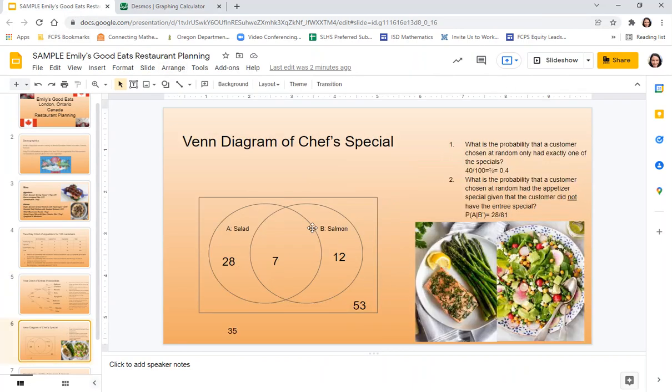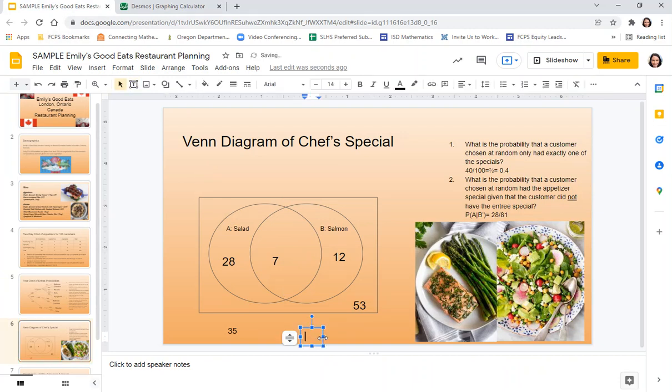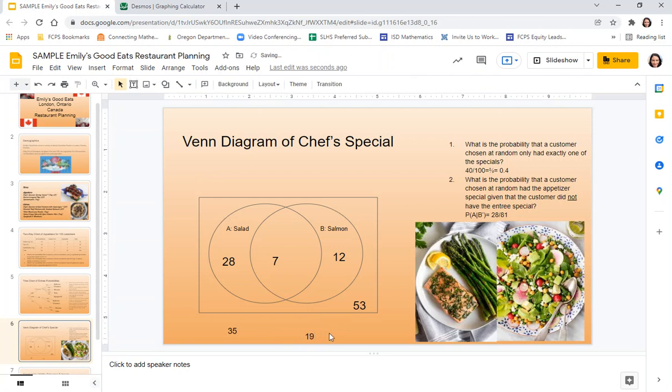So going back here, I know that 19 customers have salmon, but I do not know yet how many people are in the overlap. So there's the 19. All right, so 35 customers are getting salad, 19 are getting salmon, but remember that I can also think of these as probabilities. There's a 35% chance that a customer is getting salad and a 19% chance that a customer is getting salmon. So if I want to find the probability that a customer gets both, remember these are independent events and I'm going to just multiply their probabilities together. So I'm going to go back into Desmos and do that.